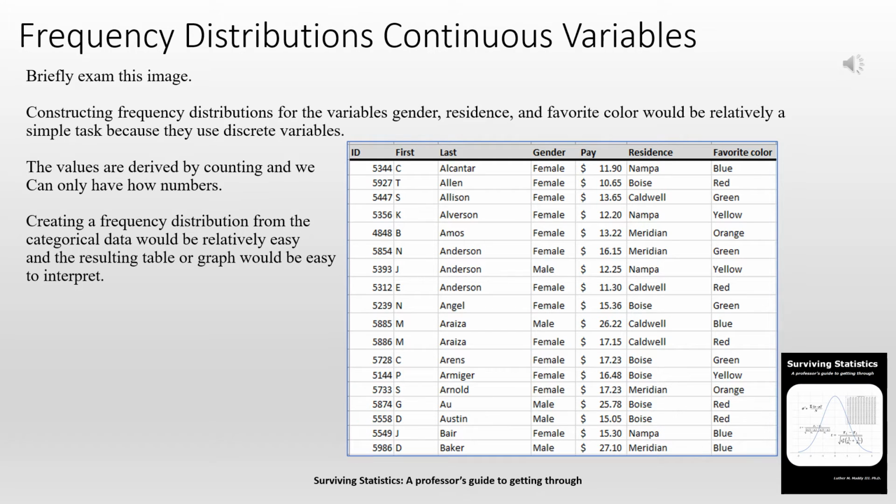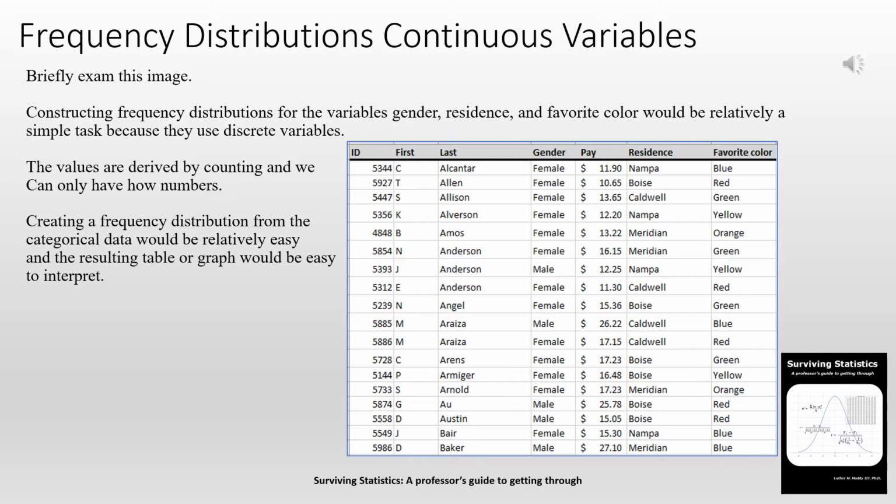Hopefully at this point you're thinking, hey, this frequency distribution stuff is pretty easy. And it is, especially when you're dealing with categorical information, such as favorite color. Now, if you examine the table that's on this screen, you're going to see that there is a category for reported gender, for pay, for residence, and favorite color. Now, the gender, the residence, and the favorite color could easily be classified into numbers, as we talked about doing, putting them in the nominal scale, and then creating a frequency distribution. How many lived in Nampa, how many lived in Caldwell, how many lived in Boise, or favorite colors, or reported gender.